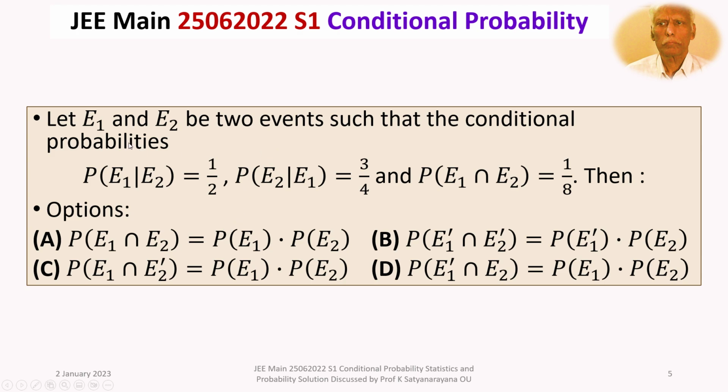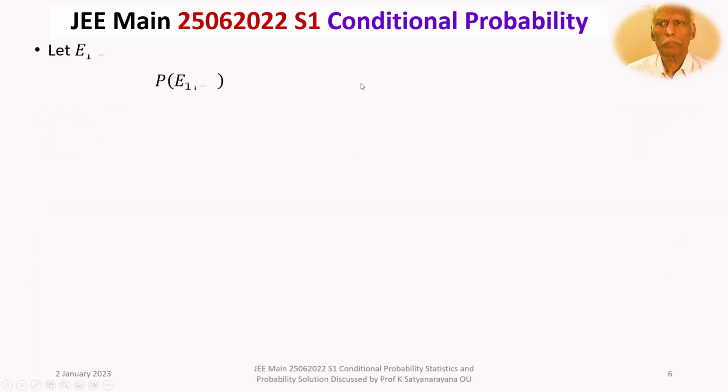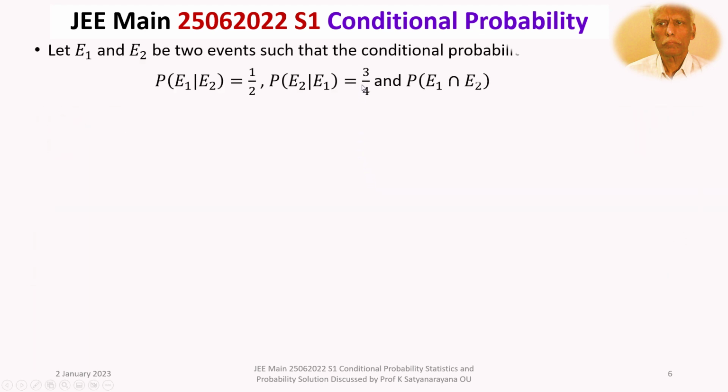So we are given two events E1 and E2. Their conditional probabilities are given. Probability of E1 given E2 is 1 by 2. Probability of E2 given E1 is equal to 3 by 4. And probability of E1 intersection E2 is 1 by 8. Then which of the following is true? And we are given four options. We now discuss the solution of the problem in detail, and that is our given question.